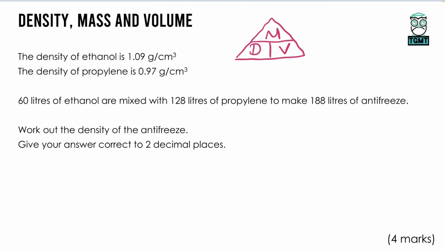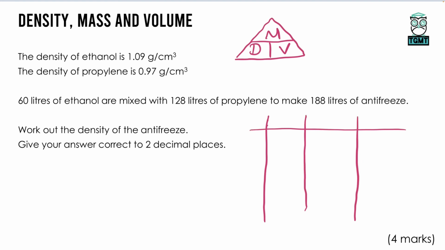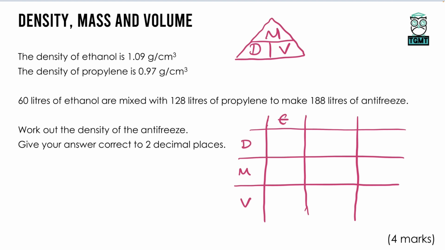a formula triangle. So here we have lots of information. We've got lots of things getting mixed together. When we have this scenario, I like to draw it in a two-way table, just to keep everything really organised and clear as to what we have and what we're looking for. So we'll have a density, a mass and a volume for each thing. We have the ethanol, we have the propylene, and then we have the antifreeze. And there we go, I'm going to write the antifreeze there.